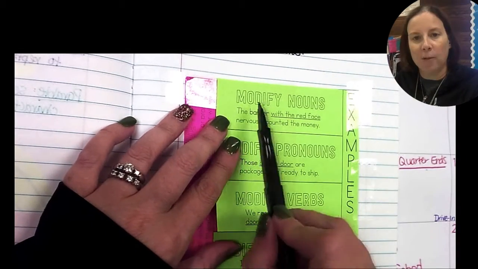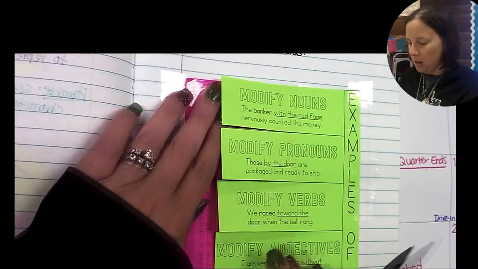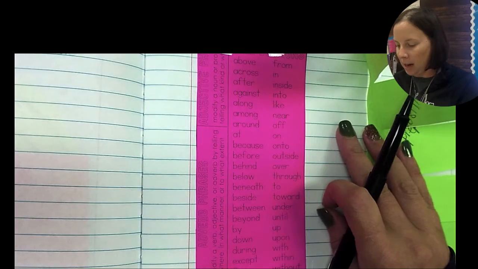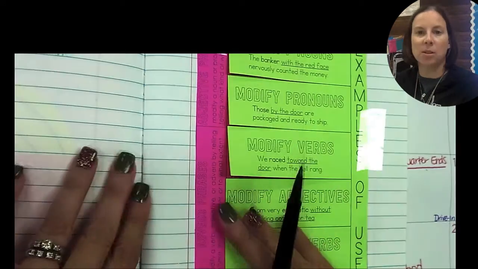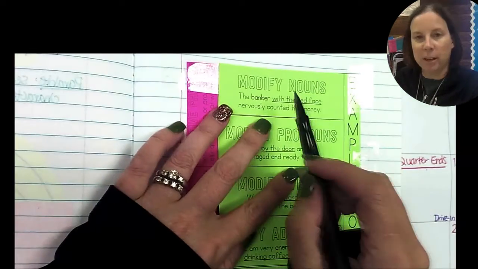So the first way is it can modify a noun. Before I forget, this pink piece of paper underneath, these are all common prepositions. A lot of these are the ones that are up on my cabinet in my room. Now I'm not saying that those are all of the prepositions, but those are the most common.